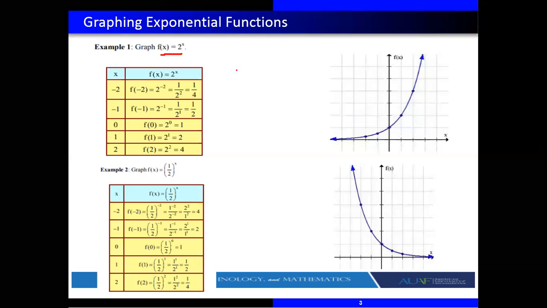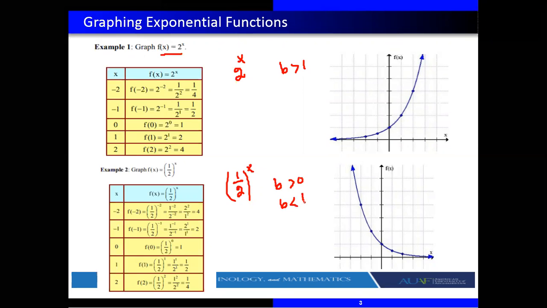So the first graph is f of x is equal to 2 power x. Here the base is greater than 1: 2, 3, 4, 5 values. For the second function, second graph, we have 1 over 2 power x. You can see the base is greater than 0, but the base is less than 1. 1 over 2 means 0.5 power x.